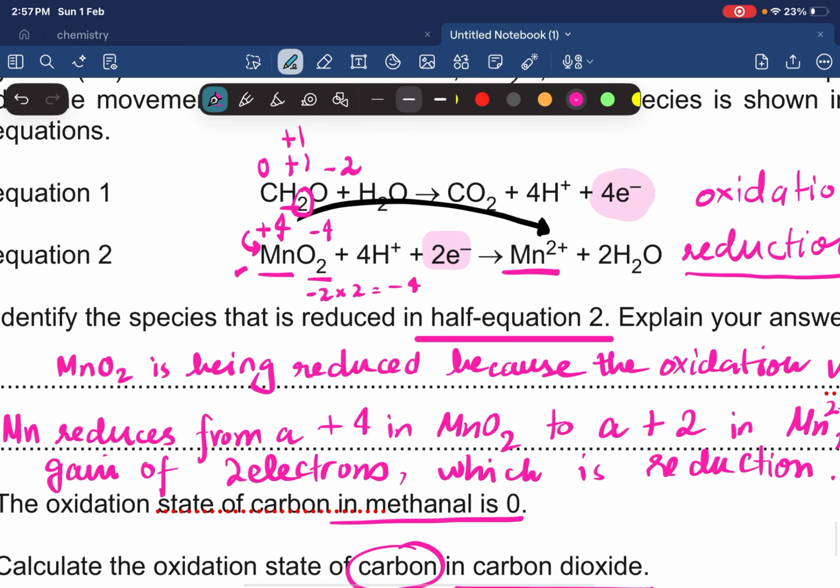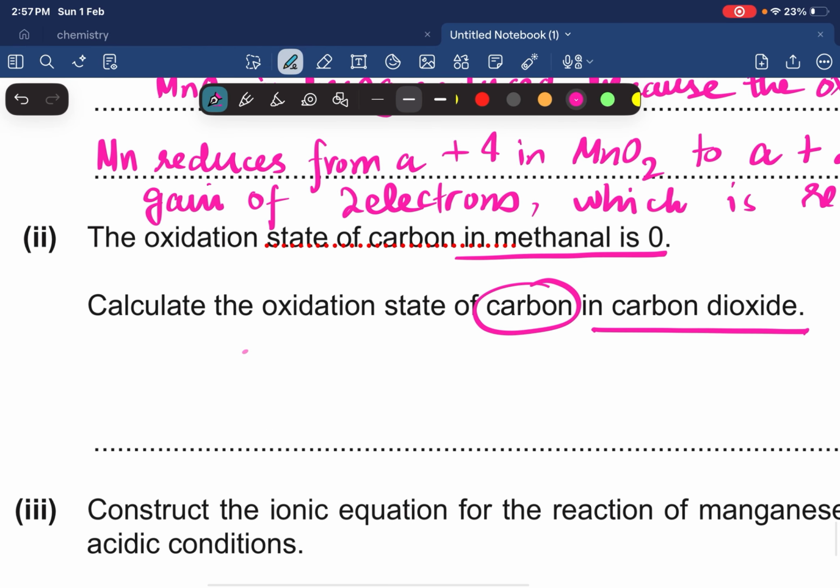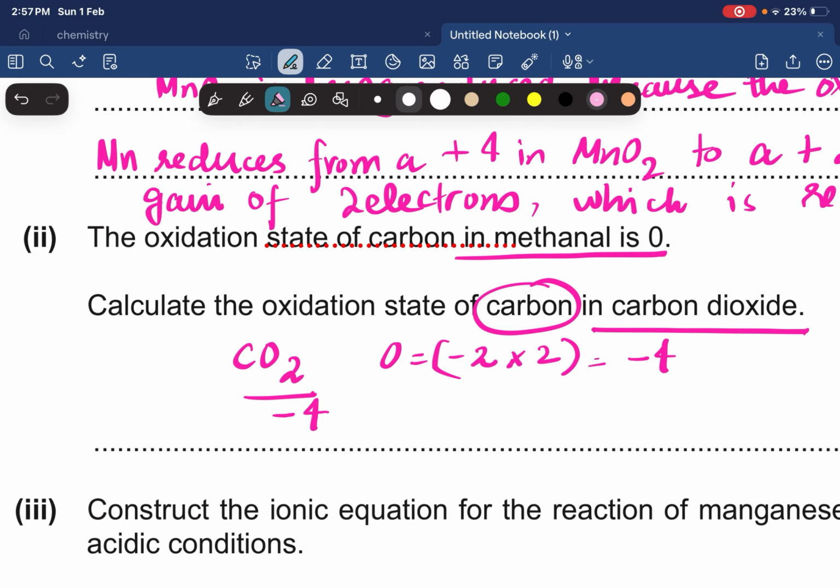In carbon dioxide, you have to calculate it out. You simply know CO2, right? Oxygen is a -2, and you have 2 oxygens. So -2 times 2 equals -4. So oxygen in total gives an oxidation state of -4. To balance this out, you only have 1 atom, that is carbon. So carbon is going to be a +4. So you're going to write +4.